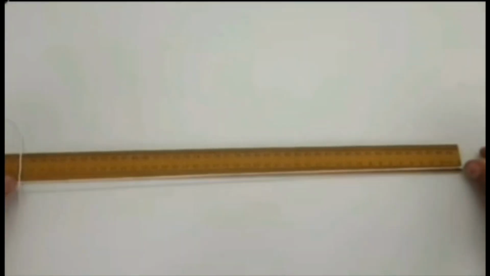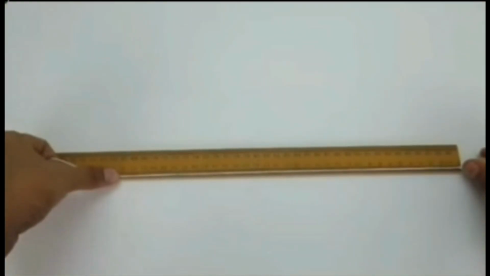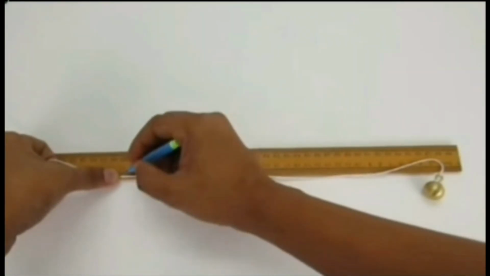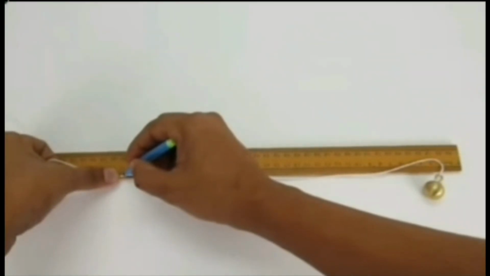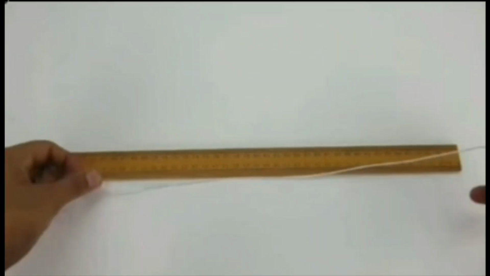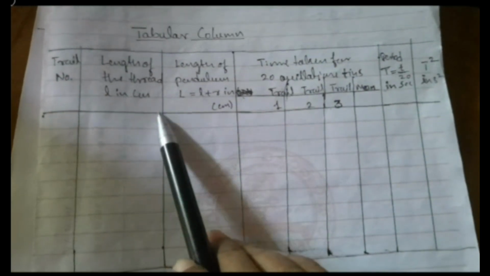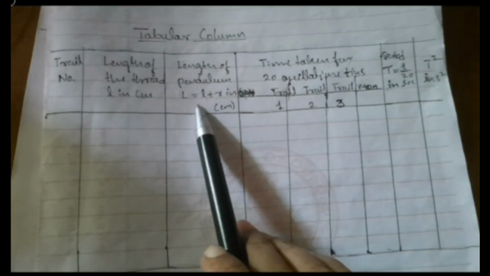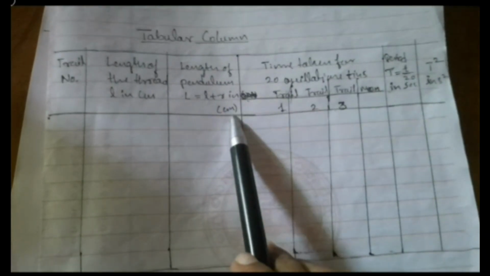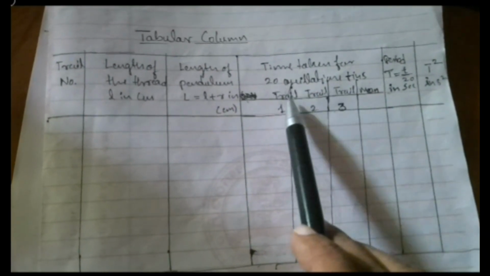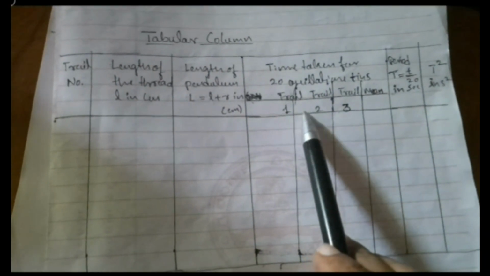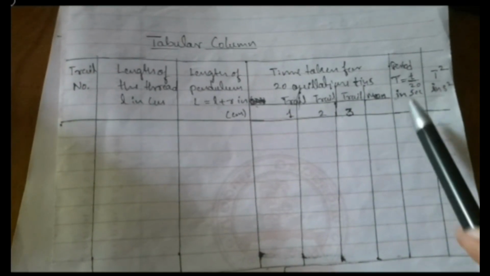Measure the length of the thread using the meter scale, and you have to consider the hook of the bob also. So write down the tabular column before starting the experiment. Trial number, length of the thread l, length of the pendulum L is equal to l plus r, that is the radius of the bob, time taken for 20 oscillations, 3 trials you can take, then the time period and the square of that.